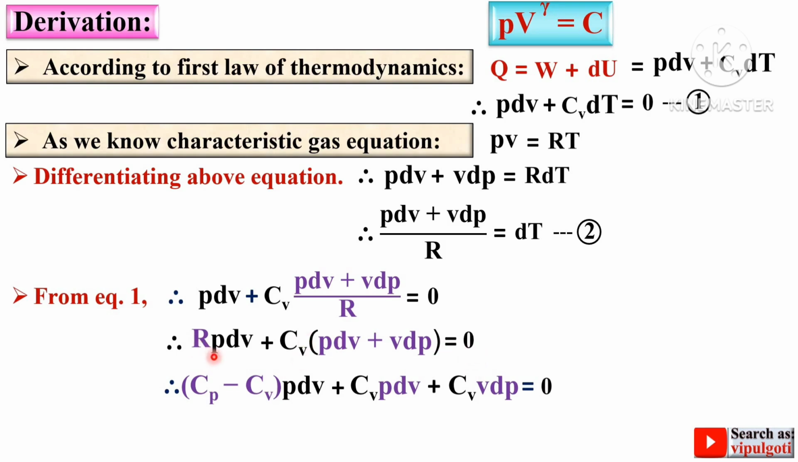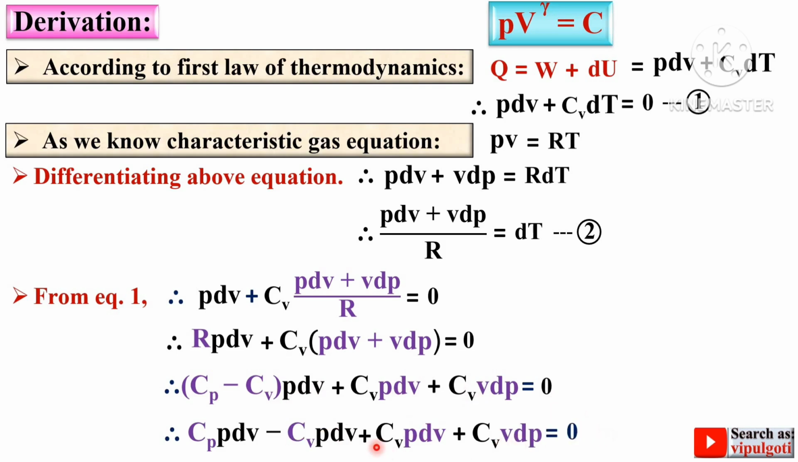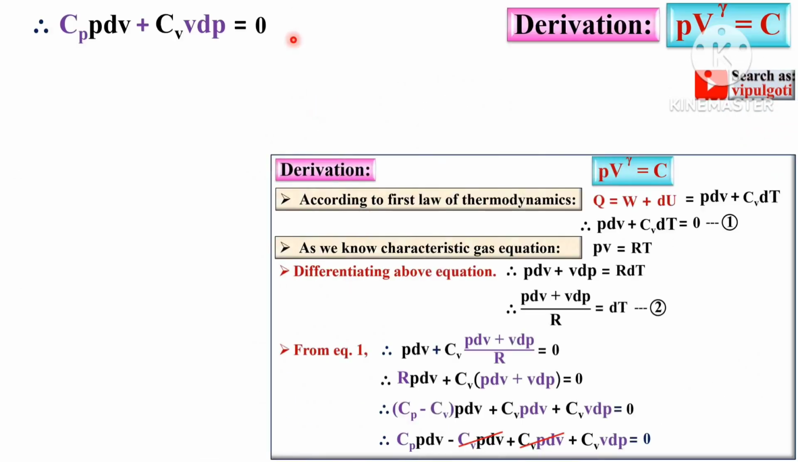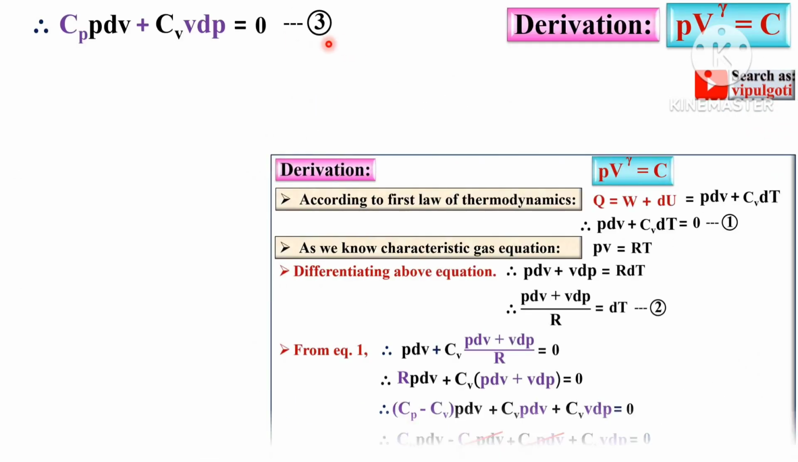Why have I introduced R in terms of Cp and Cv? Because I have to simplify this Cv. So now the simplification of this. It will be Cp into PdV minus Cv into PdV plus this term is equal to 0. Now here you can see this will be cancelled. So the remaining term will be Cp PdV plus Cv VdP is equal to 0. Let's say this is equation number 3.